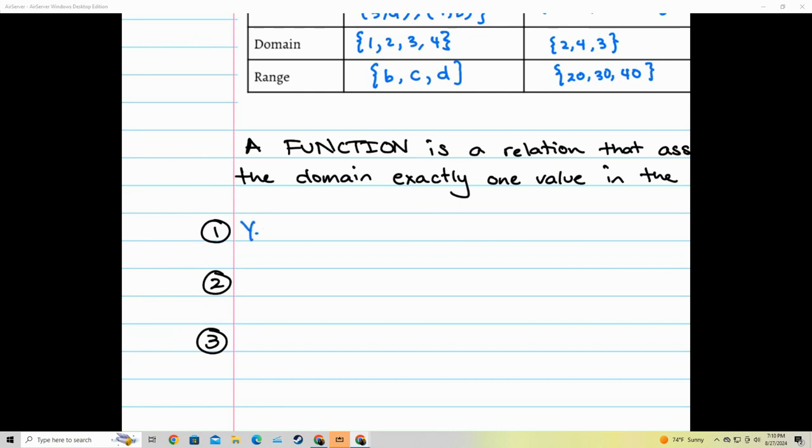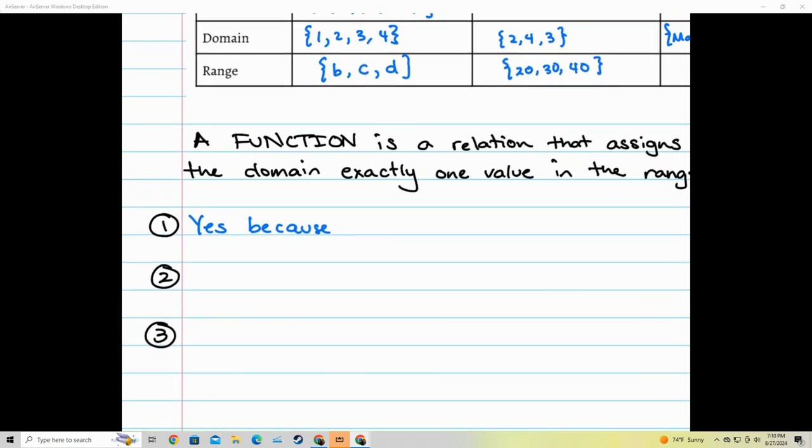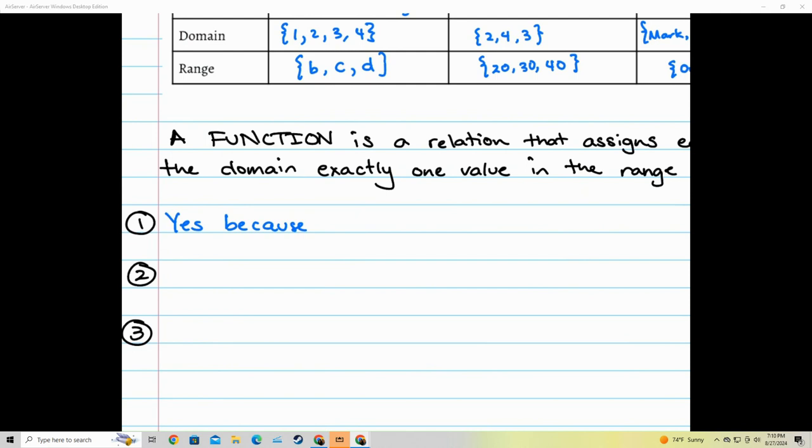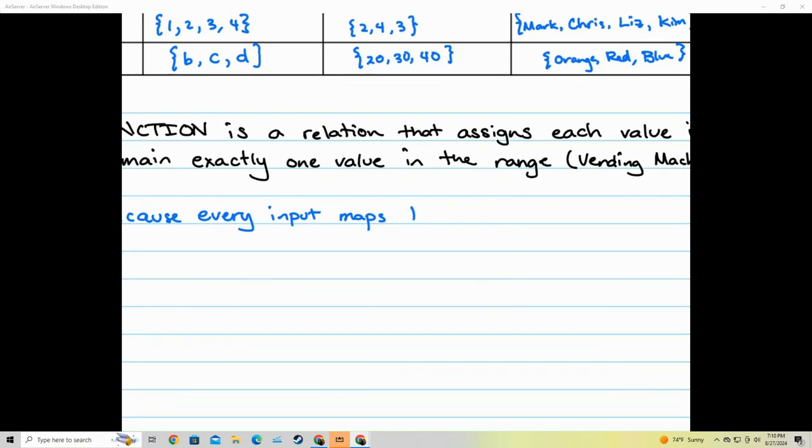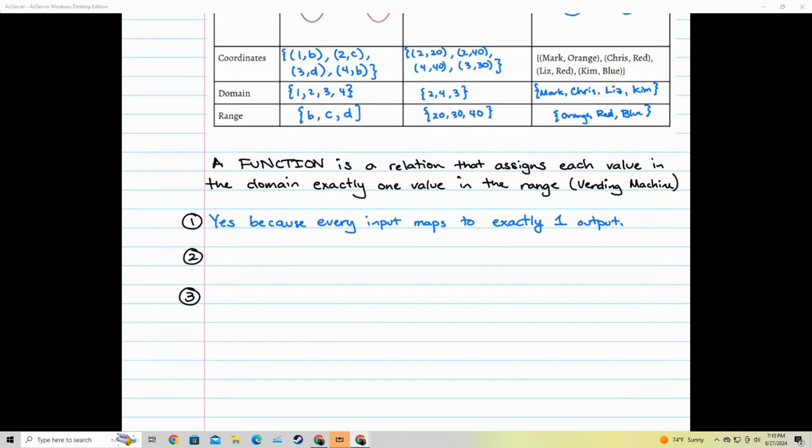Because my machine worked, but we're not going to be able to write that. Yes, it is a function because, to do the mathematical terminology, you're going to say every input maps to exactly one output. Every time you press the button, you know exactly where it was going to go. Okay?